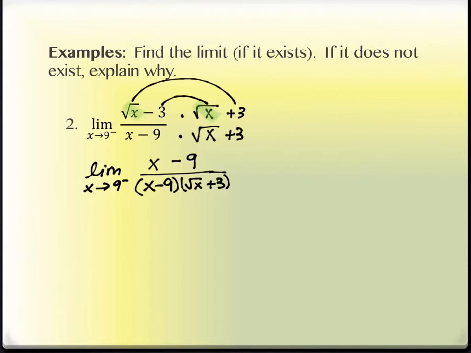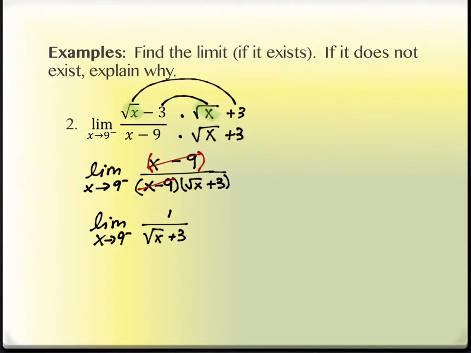That's a really good place for our problem to be. Do you see anything that will reduce? Yeah, this entire numerator matches this piece in the denominator, right? So we are able to reduce them and cancel them out, leaving me with a 1 on top and a square root of x plus 3 on bottom. And then still my limit is as x approaches 9 from the left.